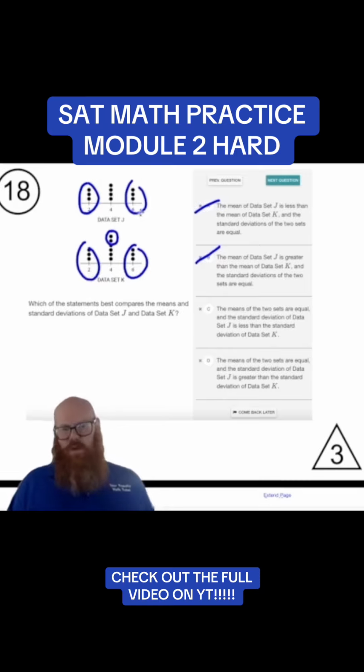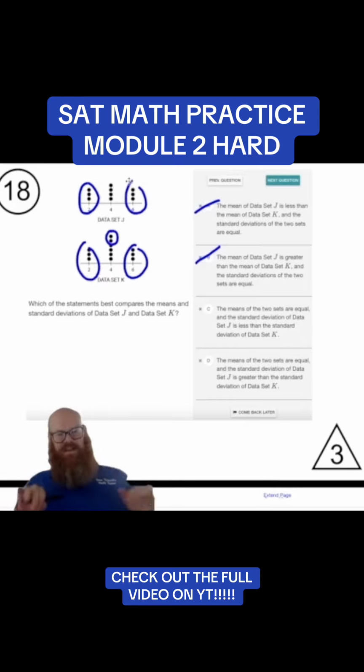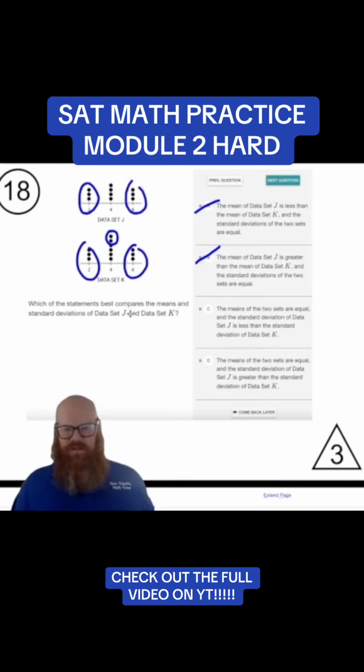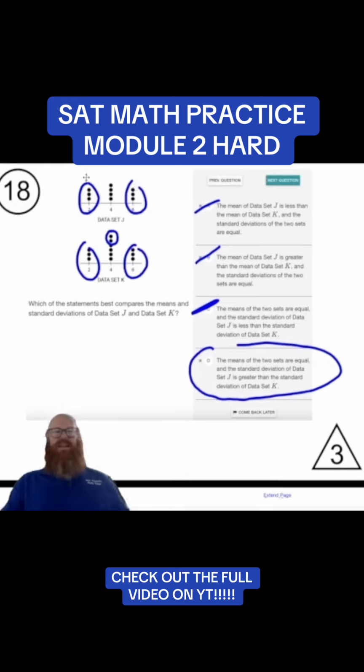So this one has a greater percentage of its points that are at the extremes. So that's going to lead to a higher standard deviation. So the standard deviation of J is actually going to be greater. So this is a pretty hard problem, because usually you just look at the extremes, and whichever one has more extremes is going to have a higher standard deviation.